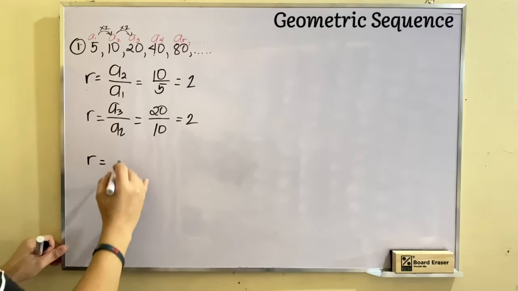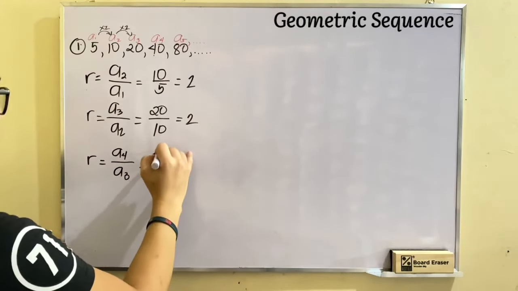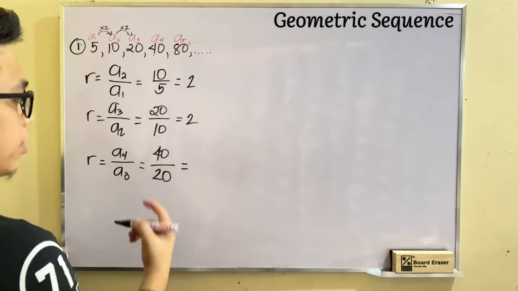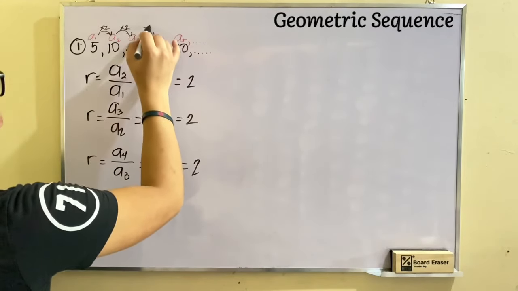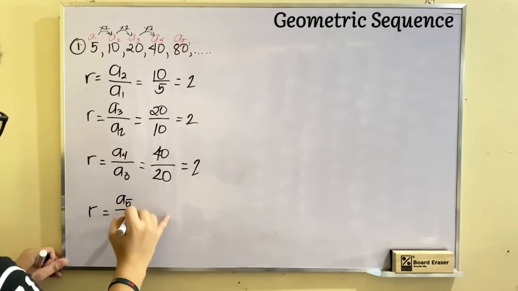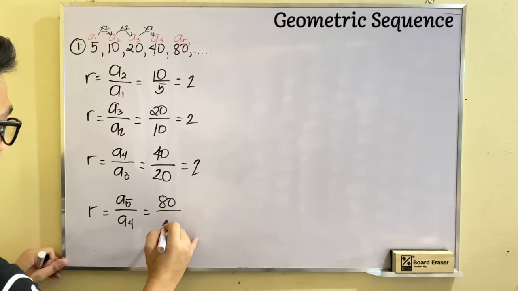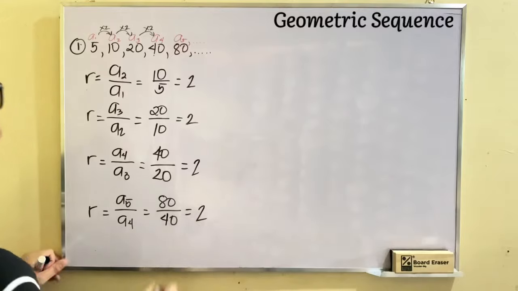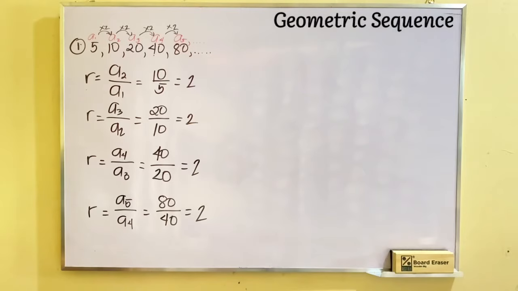Next, r is equal to a sub 4 over a sub 3. A sub 4 is 40 divided by a sub 3, which is 20. 40 divided by 20 is 2. So, meron ulit tayong times 2. Next, r is equal to a sub 5 divided by a sub 4. A sub 5 natin is 80 divided by a sub 4, which is 40. And 80 divided by 40 is 2. So, times 2. Ano napapansin nyo?